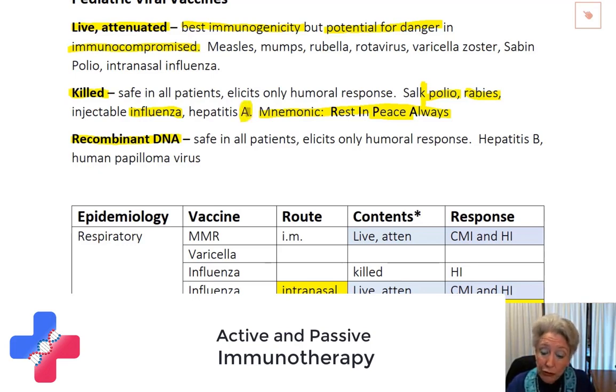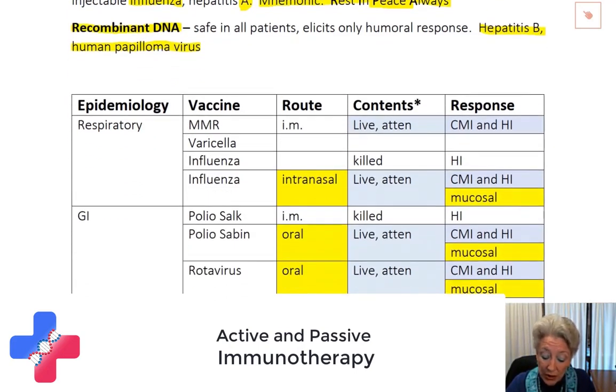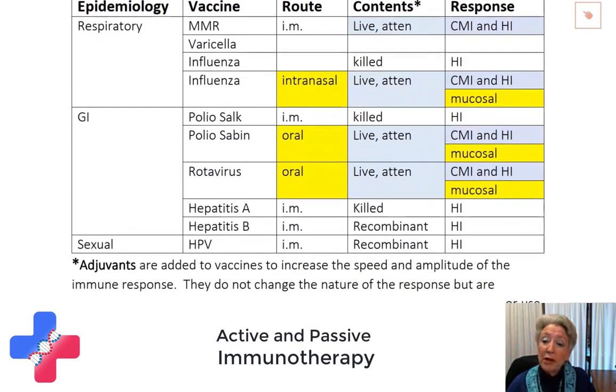If I know those four, and then I add on the two that have most recently been created, the hepatitis B vaccine and the human papillomavirus vaccine, then by process of elimination, I can just remember that everything else is live attenuated. So there's a big list of the live attenuated ones and much smaller numbers of killed or recombinant DNA. Now, when we think about why these would work the way they would, we have to keep in mind not only what's in the vaccine, but the route by which it is administered.